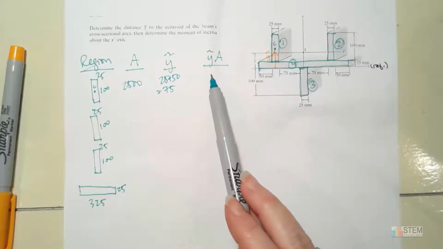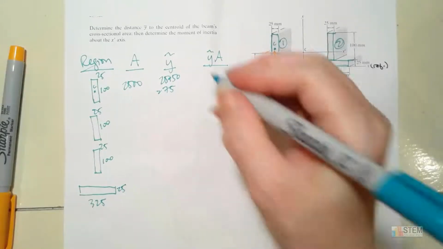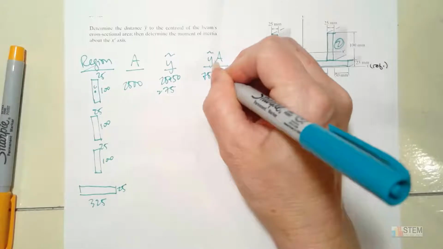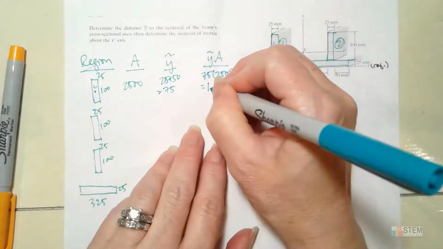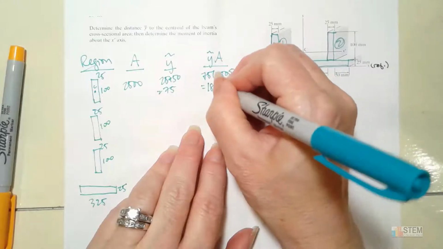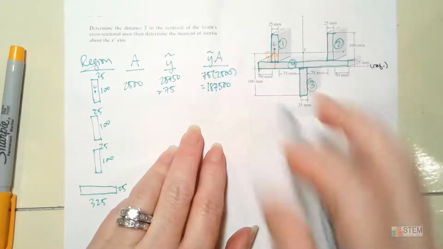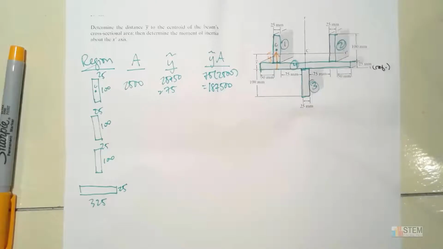Now we just multiply these two numbers together. And what does that give us? Let's see, 187,500. So that's our first region. So now we go to the next one.